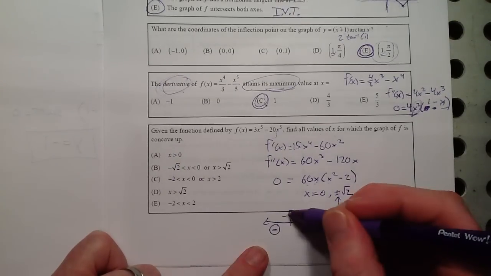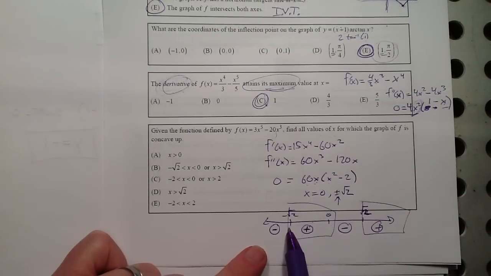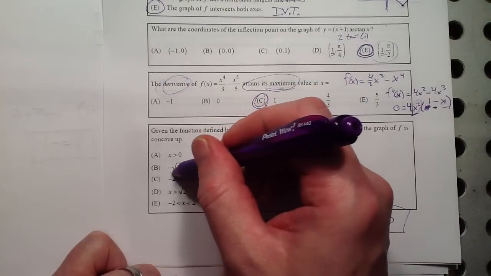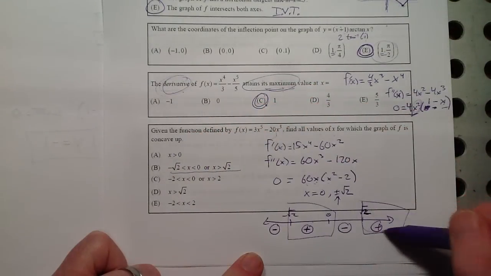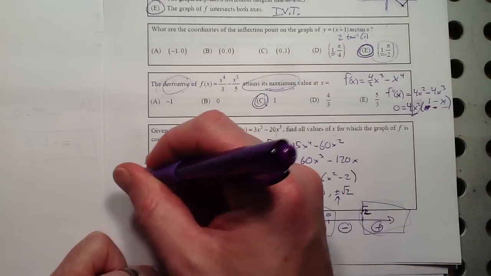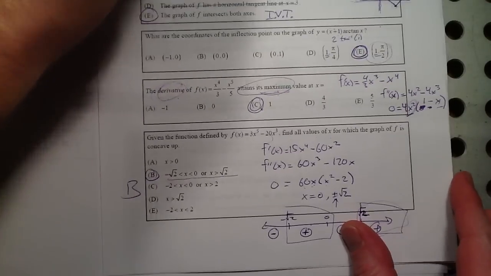So where's it concave up? Here and here. So that'd be from negative 2 to 0, negative square root of 2 to 0, or greater than, yep, that's right, that's B. Alrighty.